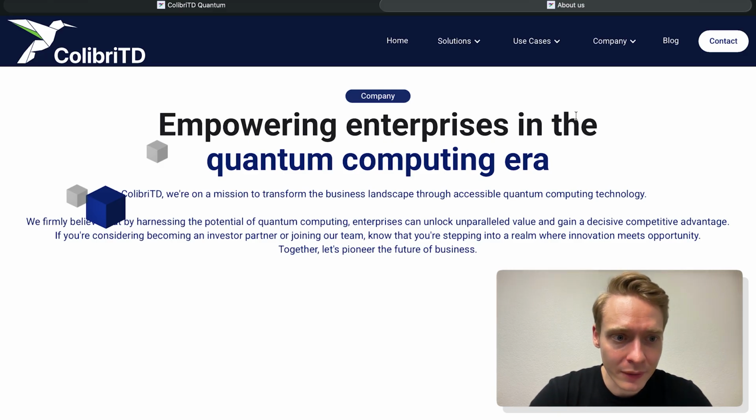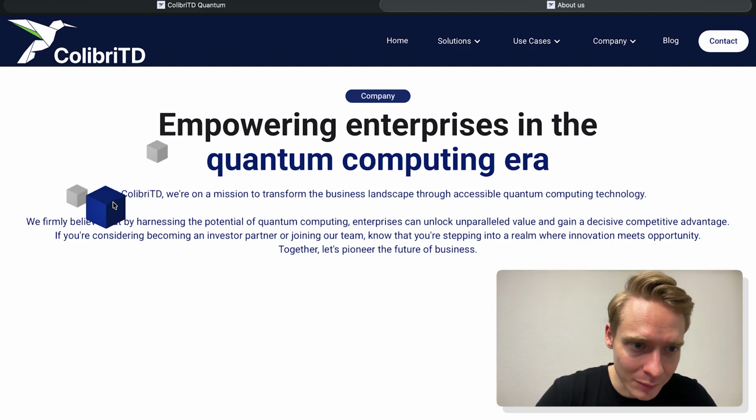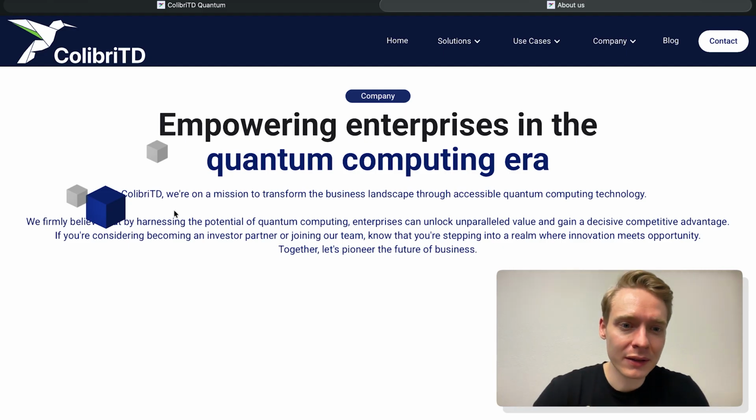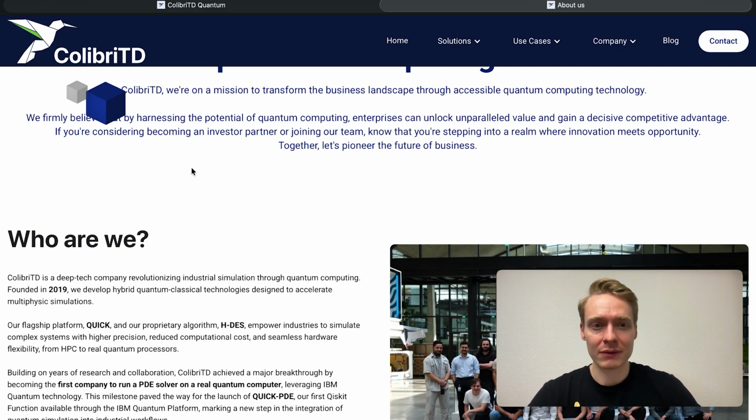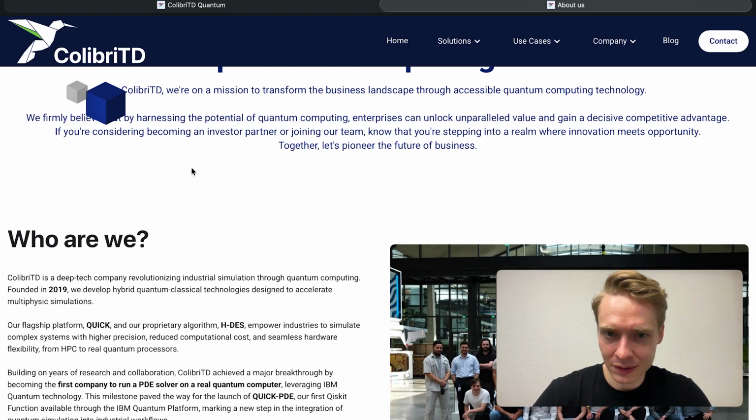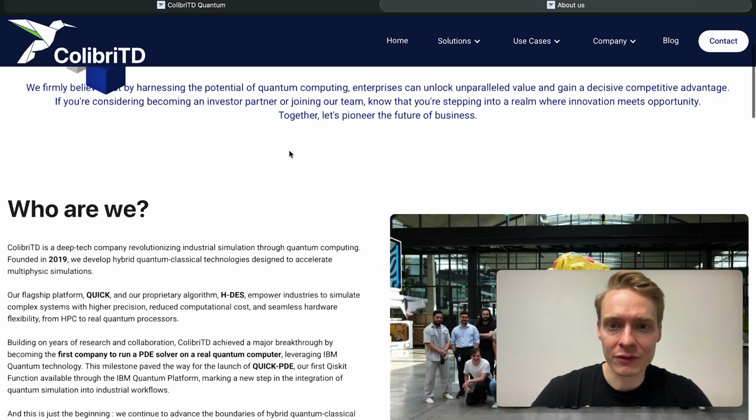ColibriTD, we are, I think it says, just can't see it because of this block. At ColibriTD, we are on a mission to transform the business landscape through accessible quantum computing technology. We firmly believe that by harnessing the potential of quantum computing, enterprises can unlock unparalleled value and gain a decisive competitive advantage. If you're considering becoming an investor, partner, or joining our team, know that you're stepping into a realm where innovation meets opportunity. Together, let's pioneer the future of business.